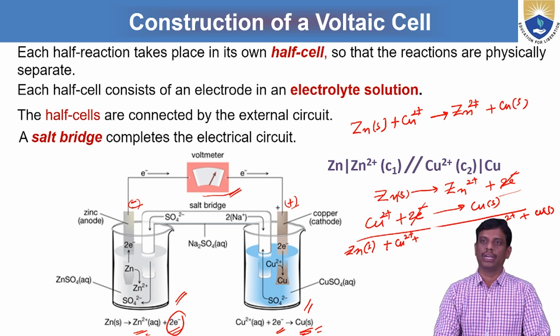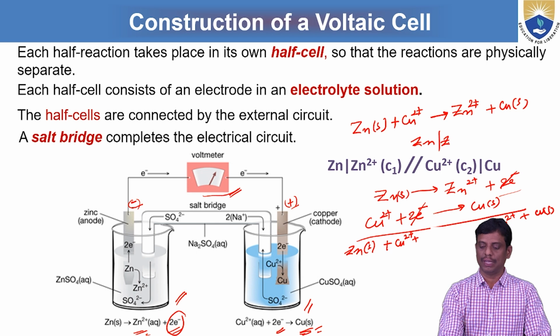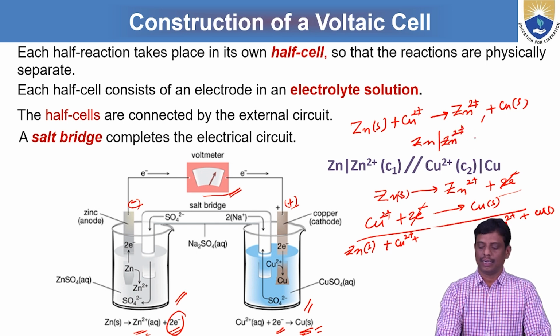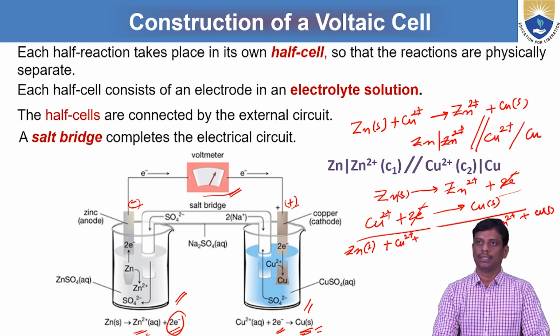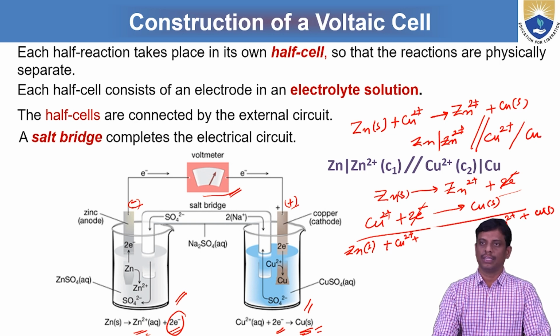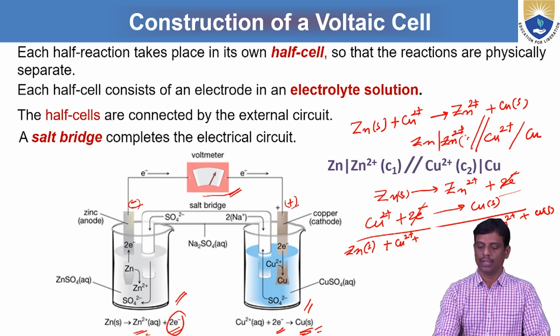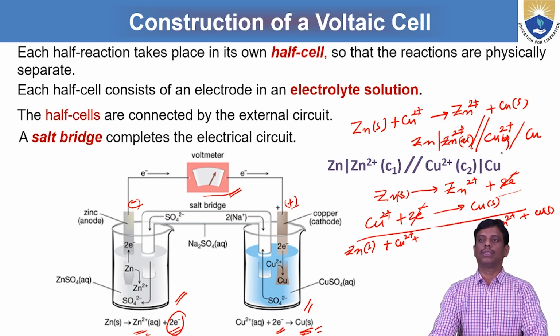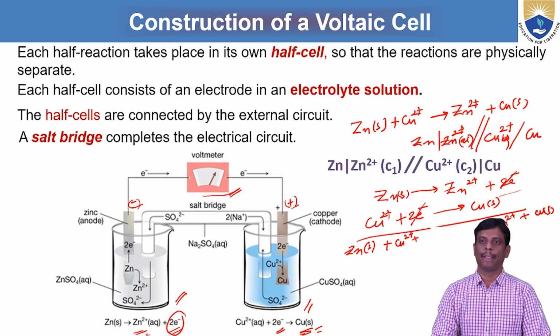The voltaic cell is usually represented as zinc slash zinc 2 plus, double slash representing the salt bridge, then copper 2 plus slash copper. The potential depends on the concentration of zinc 2 plus ions and copper 2 plus ions. Depending on these concentrations, the potential is generated in the voltaic cell.